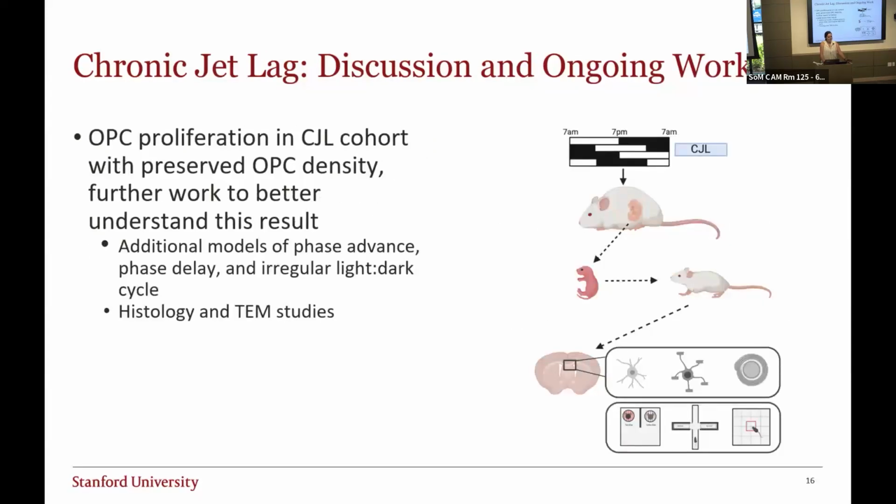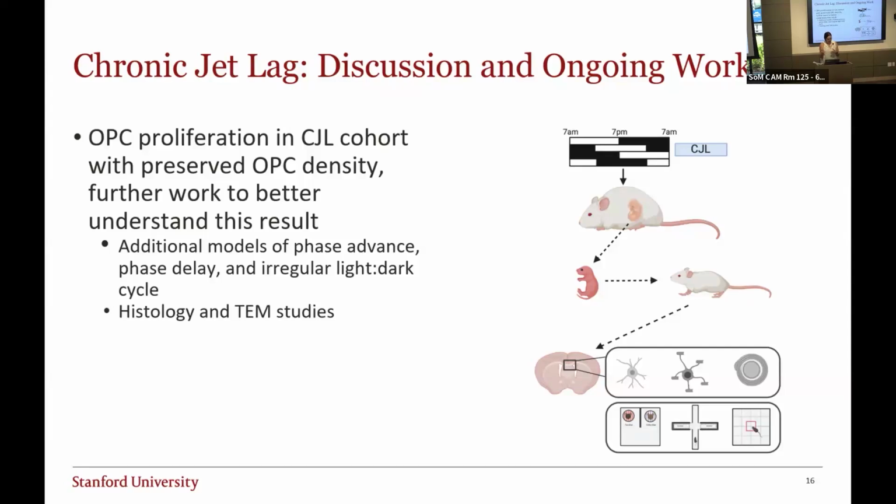Additional work that we're doing to kind of parse this out is we have the phase advance model that might be shortening the circadian rhythm. We're also looking at a phase delay, pushing things out, and then we have an irregular light-dark cycle model. And this is really interesting. This is actually derived from human data from our collaborators. And it's from patients who report their sleep onset as well as their wake time. And you still get the total sleep time, but it's interrupted and very fragmented. So we're using this as another model for circadian misalignment.